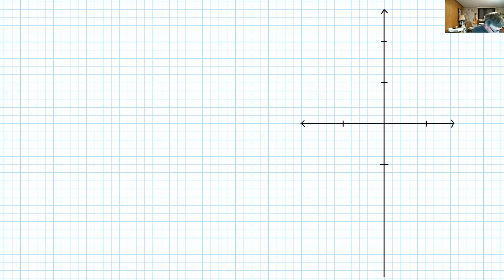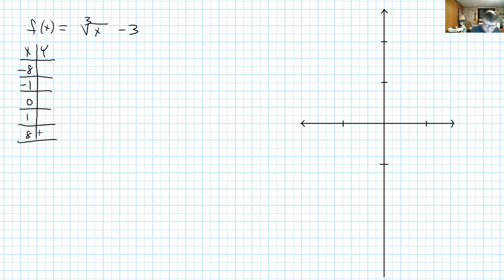All right. It says complete each table and graph the function. It says f of x equals the cube root of x minus 3. X and y: negative 8, negative 1, 0, 1, and 8. First of all, I want to point out the minus 3 is not inside the radical. So we're going to pick an x, take its cube root, bring that out, and then subtract 3.